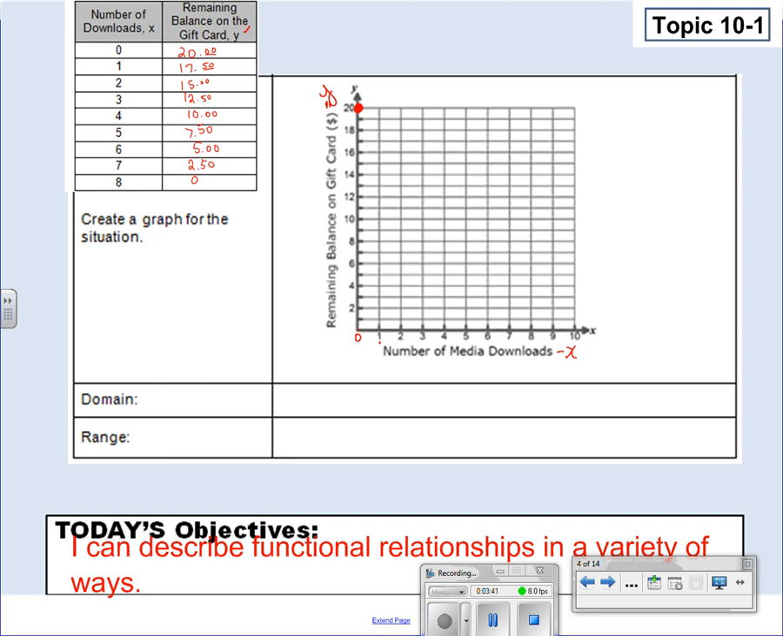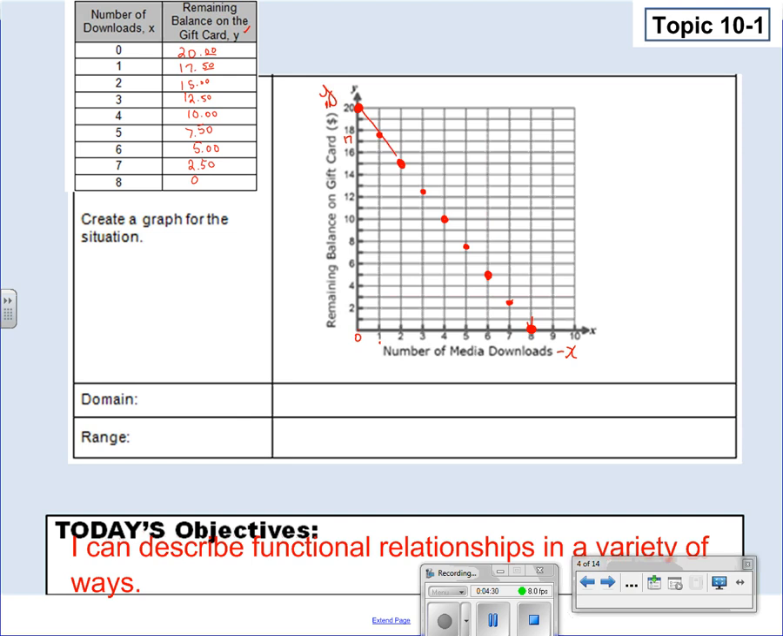After 1 download, we're at $17.50. So when download is 1, we're at $17.50 for the remaining balance. Okay, 17 is not labeled. If I put the label there, I know $17.50 is halfway between the 17 and 18. After 2 downloads, we're at 15. After 3 downloads, we're at $12.50. 4 downloads, we're at 10. 5 downloads, we're at $7.50. 6 downloads, we're at 5. 7 downloads, we're at $2.50. And after 8 downloads, we have a remaining balance of 0. So we now have our points that represent the ordered pairs that come from the table.